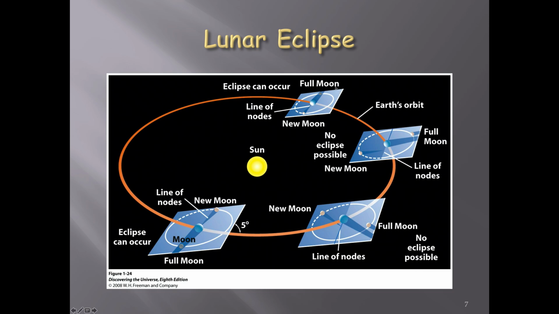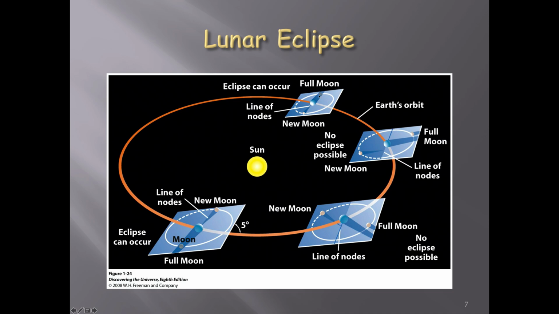And if you look at this top guy, look at this. Everything lines up nice and neat with that line of node. So in a new moon phase, it's possible when it occurs on that line of node for the moon's shadow to fall on the Earth. Or if you get a full moon phase in that line of node, it's possible for the Earth's shadow to fall on the moon. Those would be eclipses.